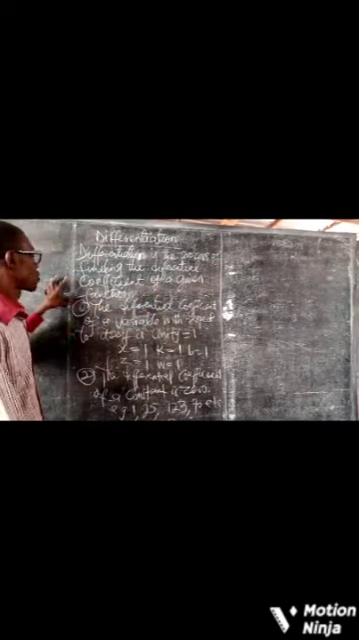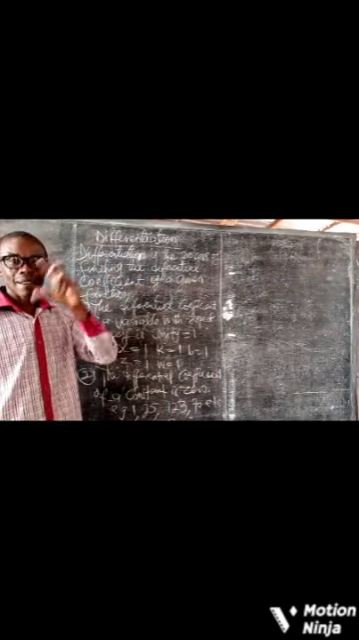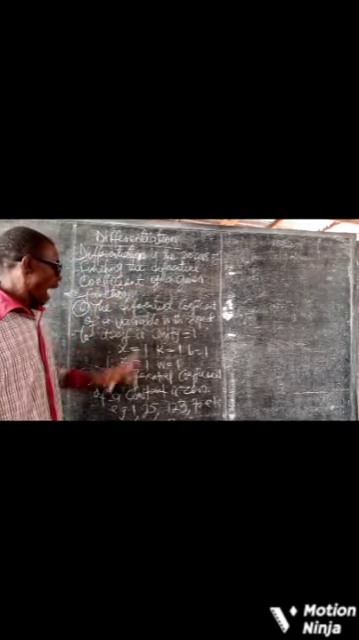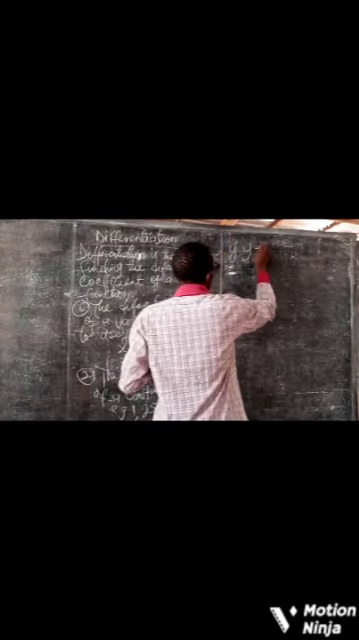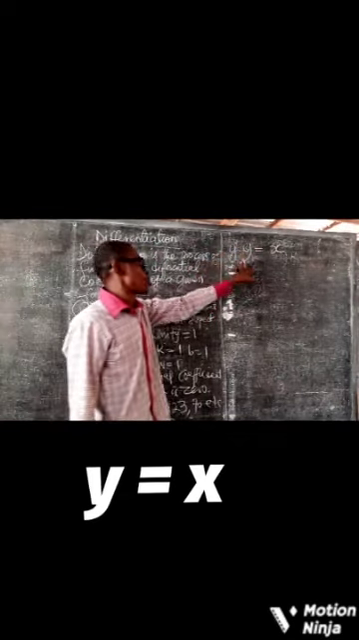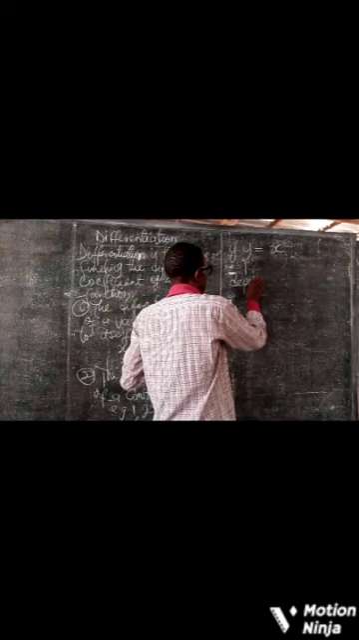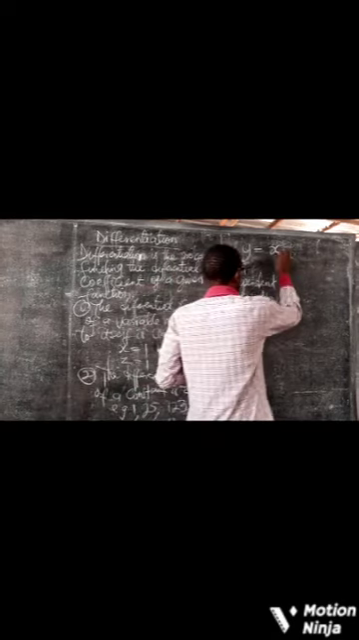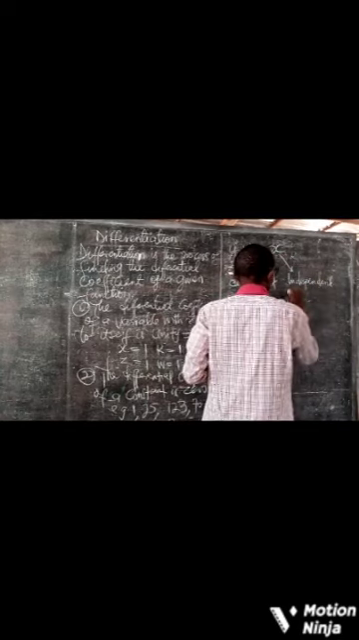So what we are dealing with here is that we are trying to find the differential coefficient of a variable in respect to another. So two variables are involved here. We have the y and the x variable. If we have y is equal to x, we want to differentiate y with respect to x. Y is the dependent variable, and x is the independent variable.